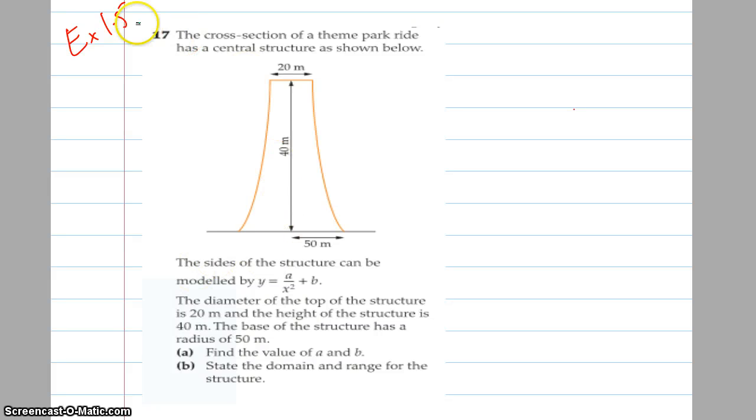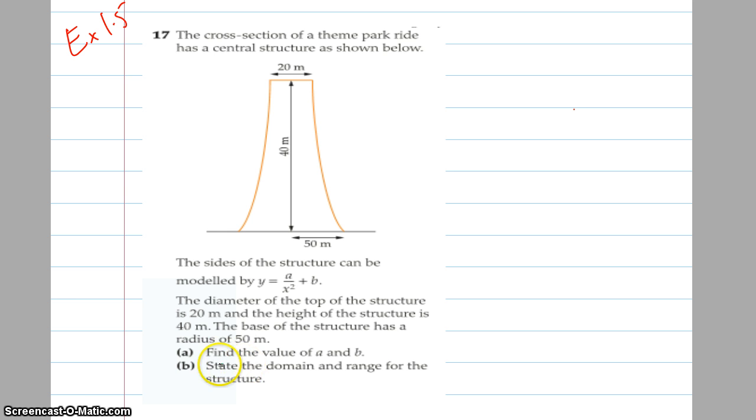This video will have a couple of hints on how to do exercise 1.5 question 17. As you can see here, we've got a theme park, and this is the cross-sectional shape or structure of it, and we know that these sides here can be modelled by this function here. So it's some sort of truncus.